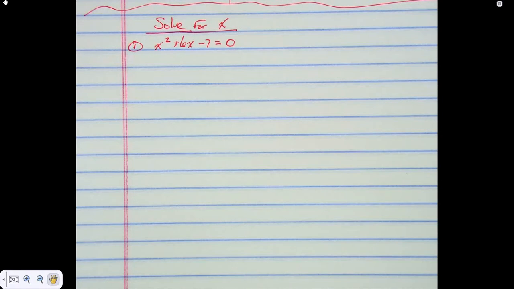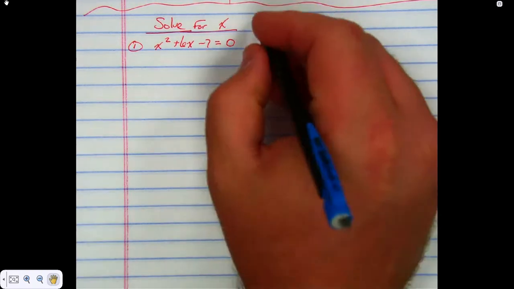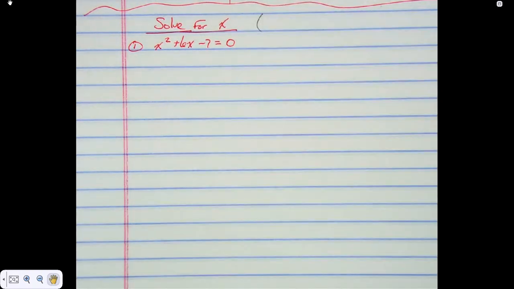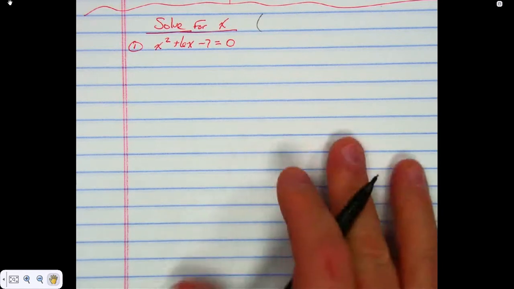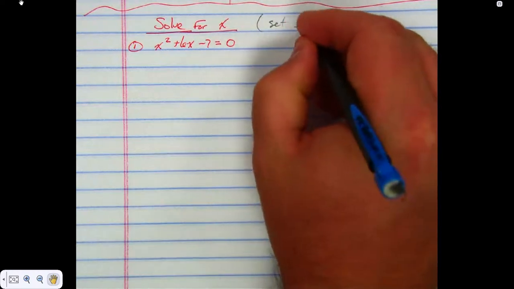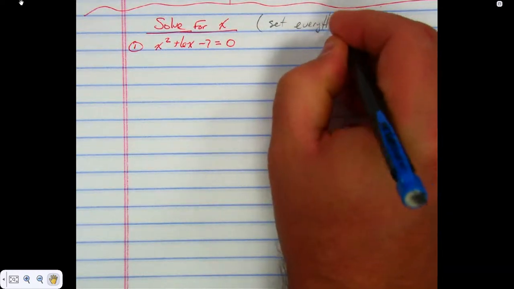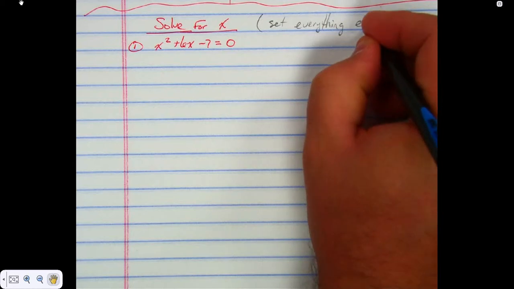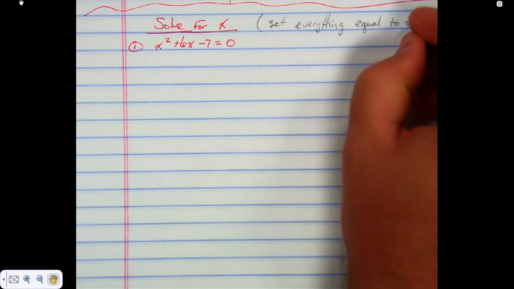So all we're going to do is expand on things we've already done. We have already talked about how to factor these. But now we're going to solve by factoring. So the first thing you have to do to solve, has everybody got that? Can I get rid of that? Yes or no? Yes. First thing I'm going to do is set everything equal to what? 0.